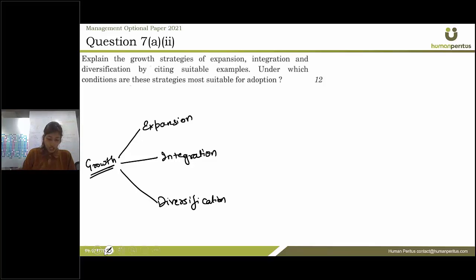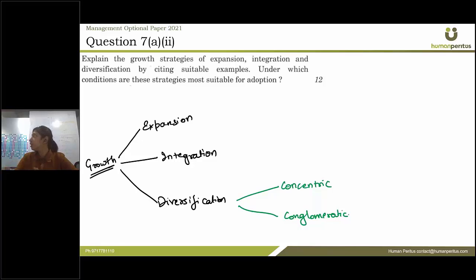Okay, now let's start with diversification. Diversification can be done in 2 ways, that is concentric and conglomerate. So what we'll do first, we will explain what is diversification. Diversification is when the company tries to expand, to grow its business in new lines of businesses. That is, they want to enter into new lines of businesses. So they can go for diversification.